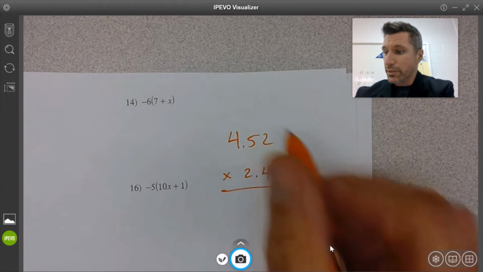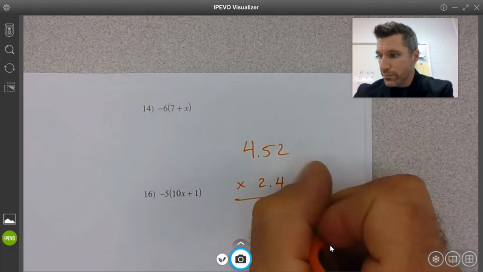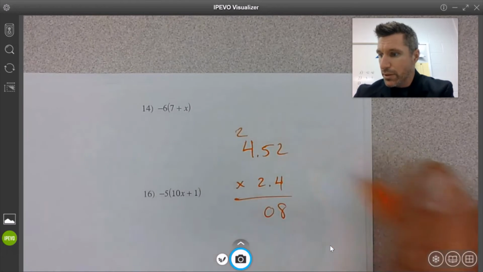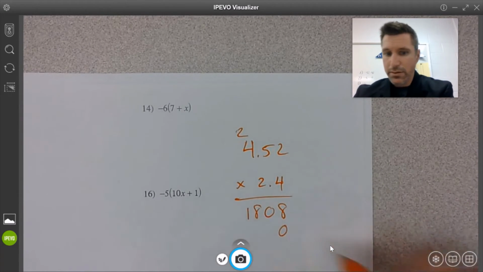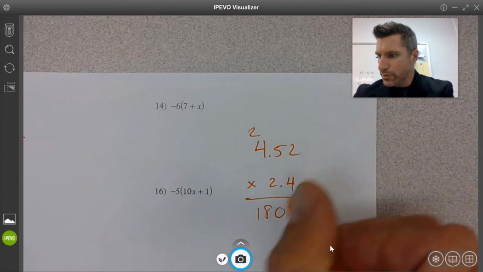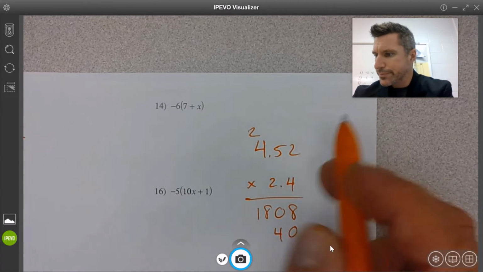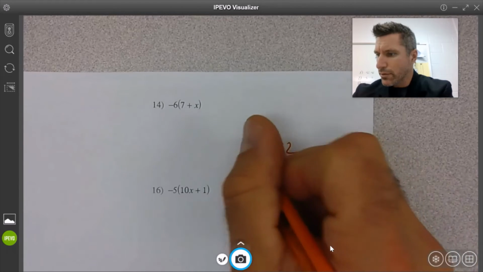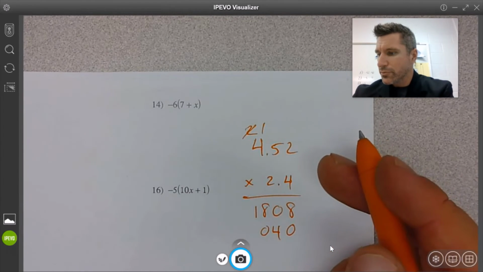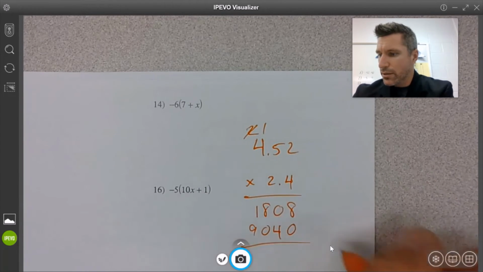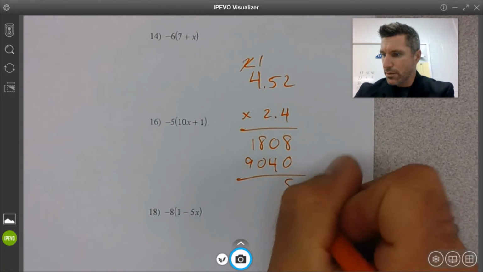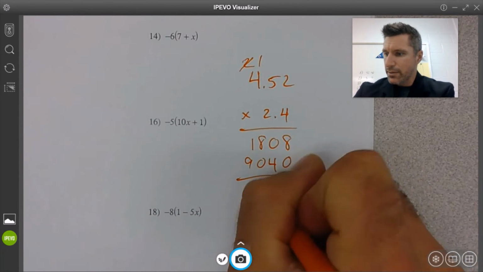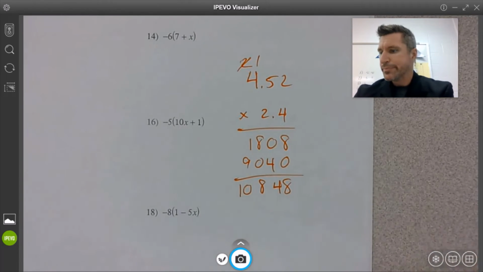Okay, so 4 times 2, 4 times 5, 20, carry the 2. 4 times 4 is 16, plus 2 is 18, add a 0. Just old school stacking right here. Everybody loves this. 10, carry the 1. 4 times 2 is 8, plus 1 is 9. Let's see what we got. 8, 4, 8, and a 10.